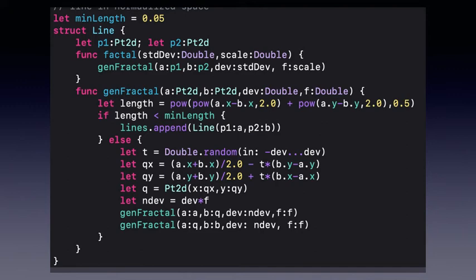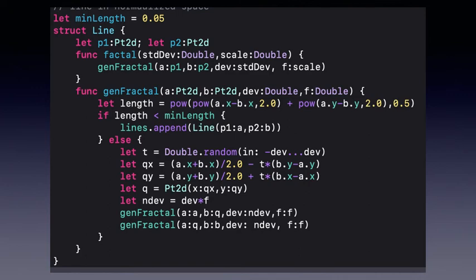And you'll see that there's two parameters. There's standard deviation and there's something referred to as scale. Now, I used for the demonstration a deviation of 0.1 and a scale of 0.8. If you change that, you're going to get different types of fractals. They're going to have somewhat different characteristics.